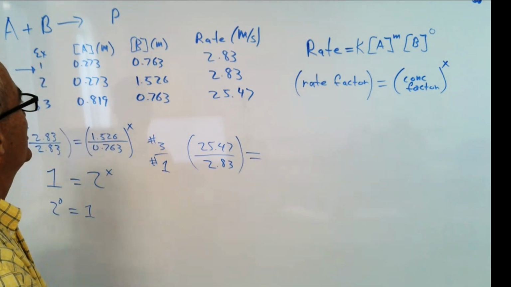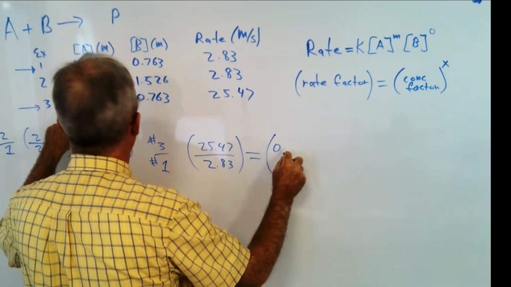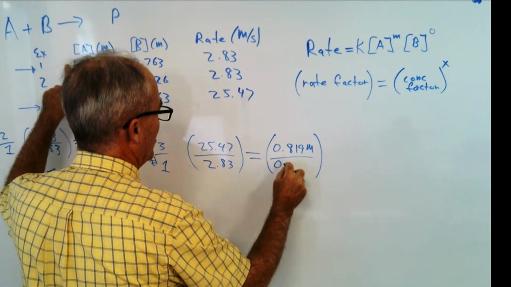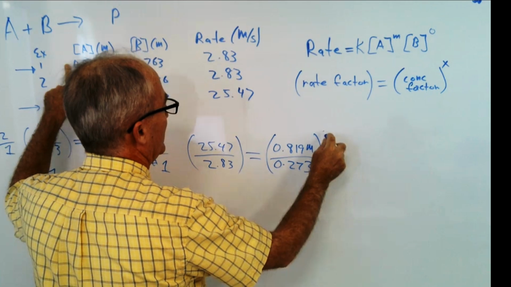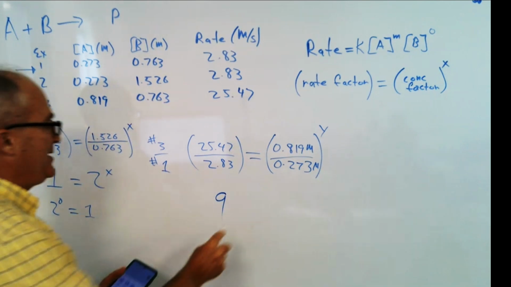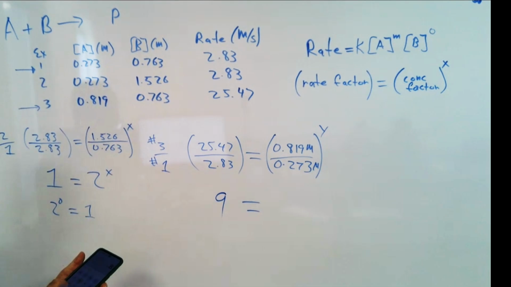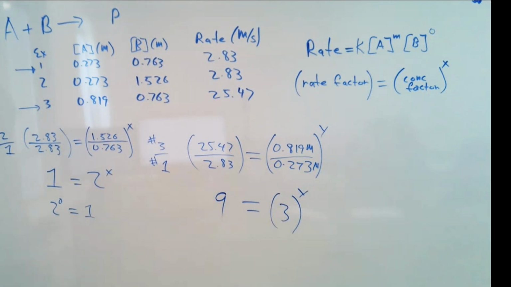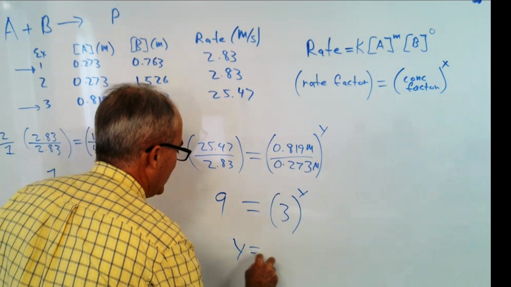What's going on with my concentration factor? Experiment 3, I start out with 0.819 molar. In experiment number 1, I got 0.273 molar. And this is raised to some power. So 25.47 divided by 2.83. My rate is increased by a factor of 9. That's my rate factor. 0.819 molar divided by 0.273 molar. I've increased my concentration by 3. 3 to the what equals 9? Squared. Absolutely. Y equals 2.